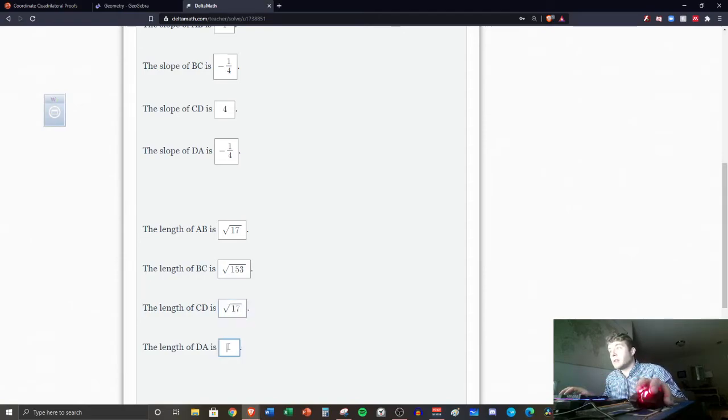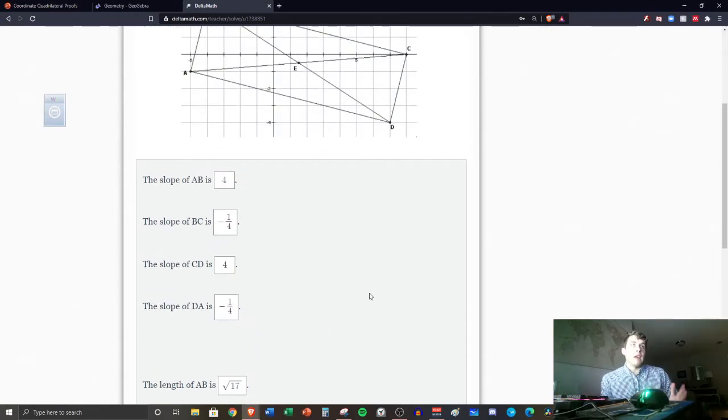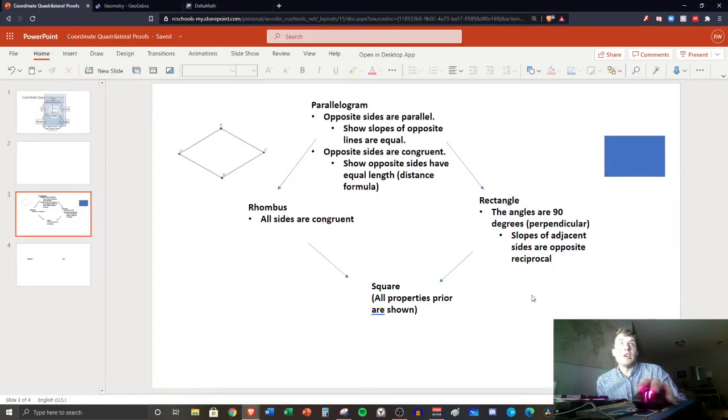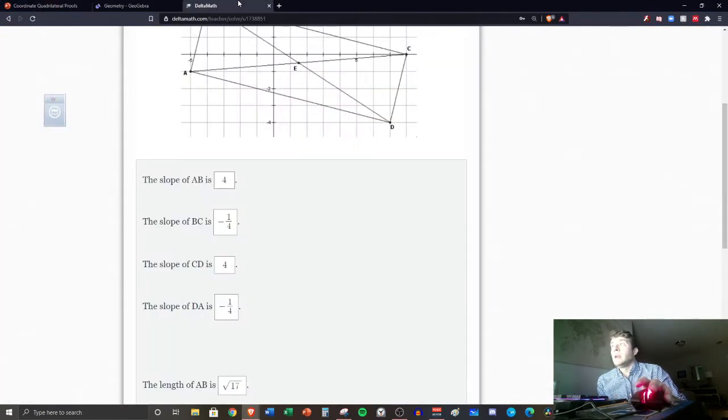So these are going to be congruent. Okay. And that's really, once you do that, you pretty much have all the information you need. If you find all the slopes and all the lengths, you can prove it's any of these shapes. All right.